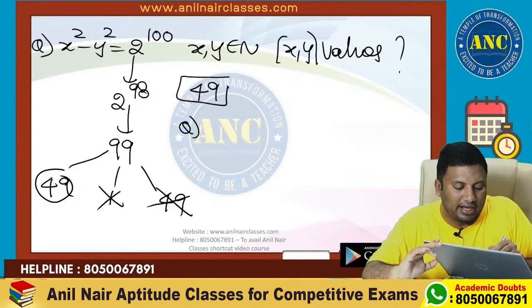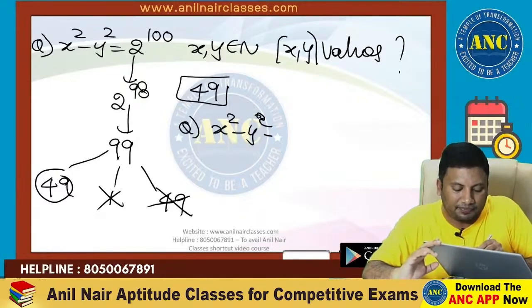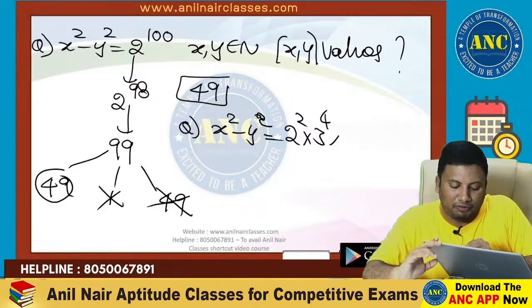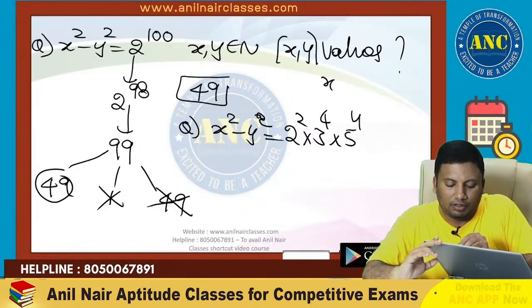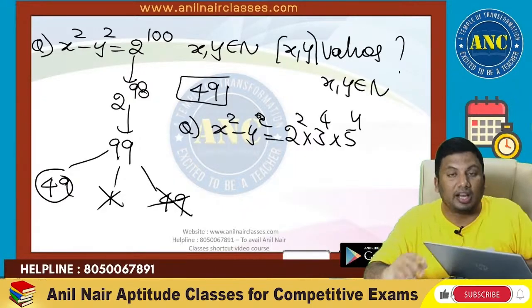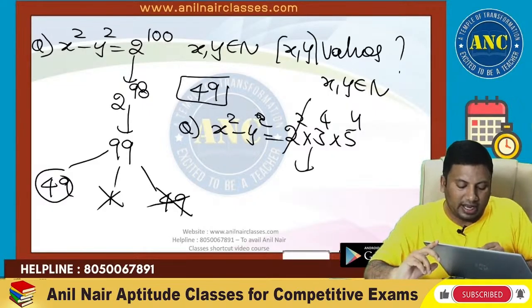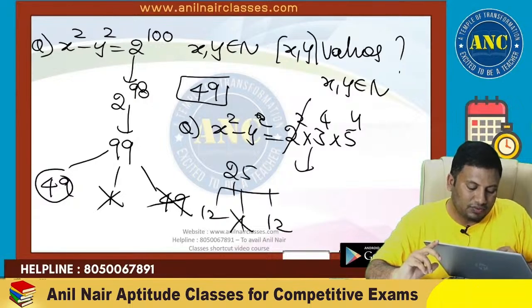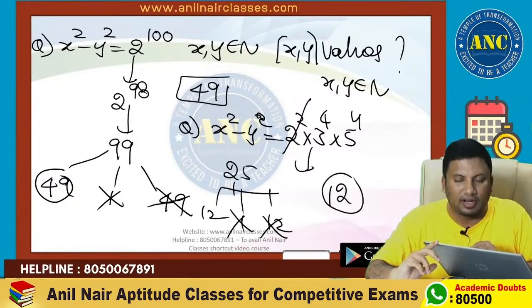I hope the idea is clear. X square minus y square equivalent to 2 square into 3 power 4 into 5 power 4. X and y are natural numbers. 2 square will get cancelled. 5 into 5, 25. 12, 12 and it is 1. Cancelled. Answer is 12. Are you all with me?